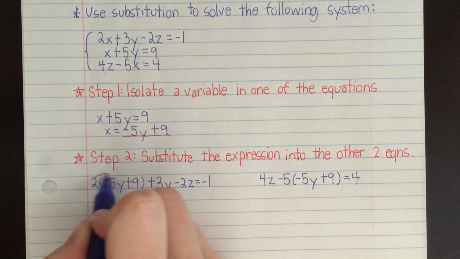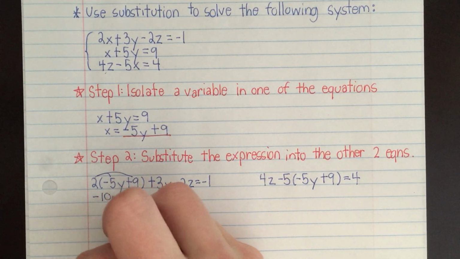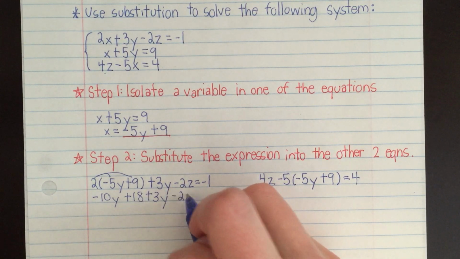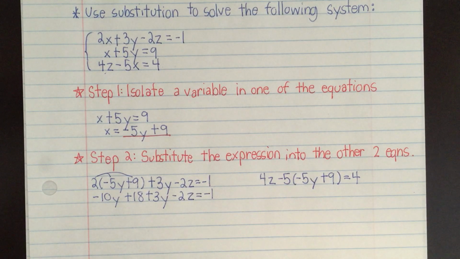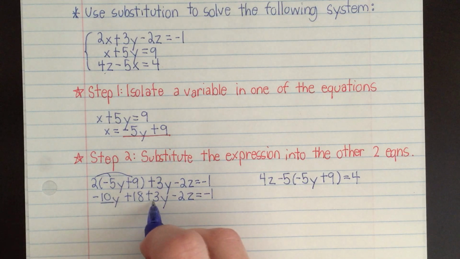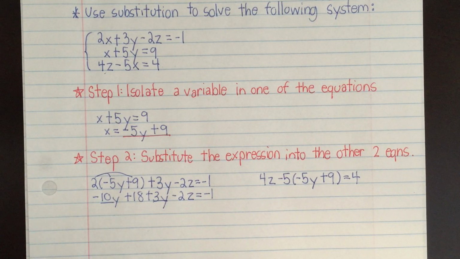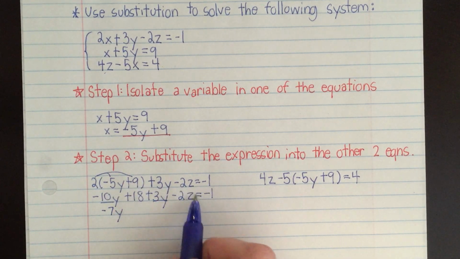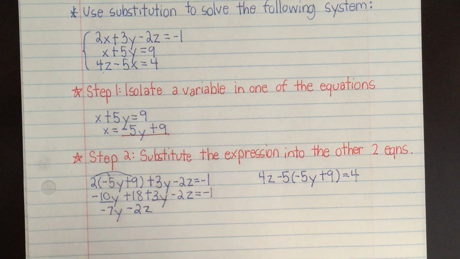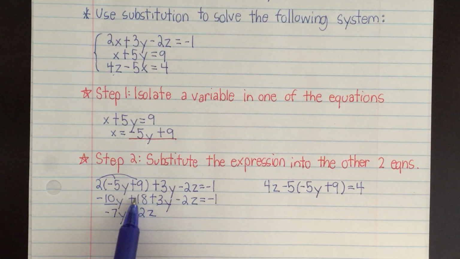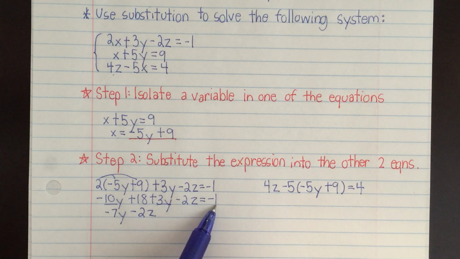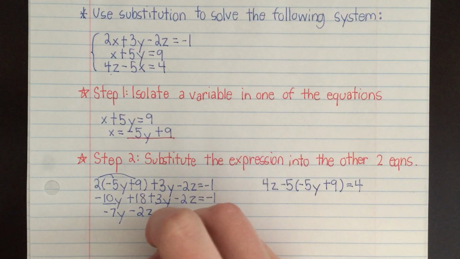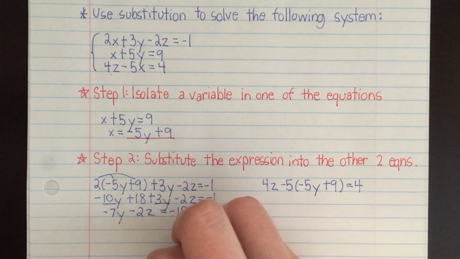On this one, I'm going to distribute the 2, so negative 10y plus 18 plus 3y minus 2z equals negative 1. Now I can combine like terms. I've got a y and a y, so negative 10y plus 3y gives me negative 7y. I've only got the one z, so I'll leave it, negative 2z. Then I want to move the 18 to the other side to get it in standard form, so I subtract 18, and this becomes negative 19.